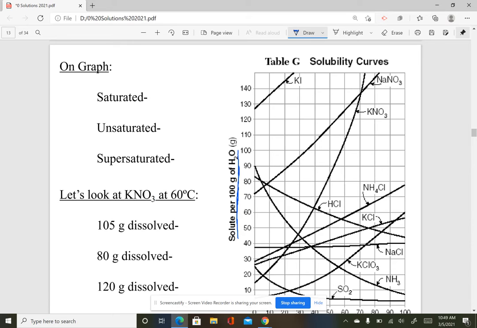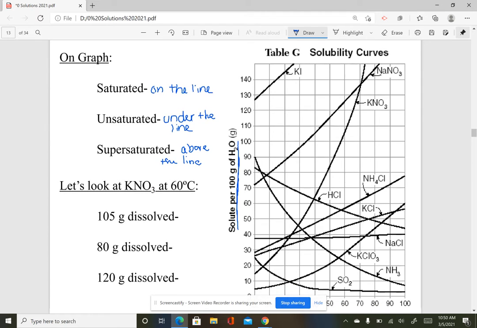Okay. So how do we know if a solution is saturated? If you plot a point on this graph and that point is on a line, if it exactly hits the line, we know it's a saturated solution. If your point is under the line, then we know it's an unsaturated solution. And if your point is above the line, then we know it's a supersaturated solution.